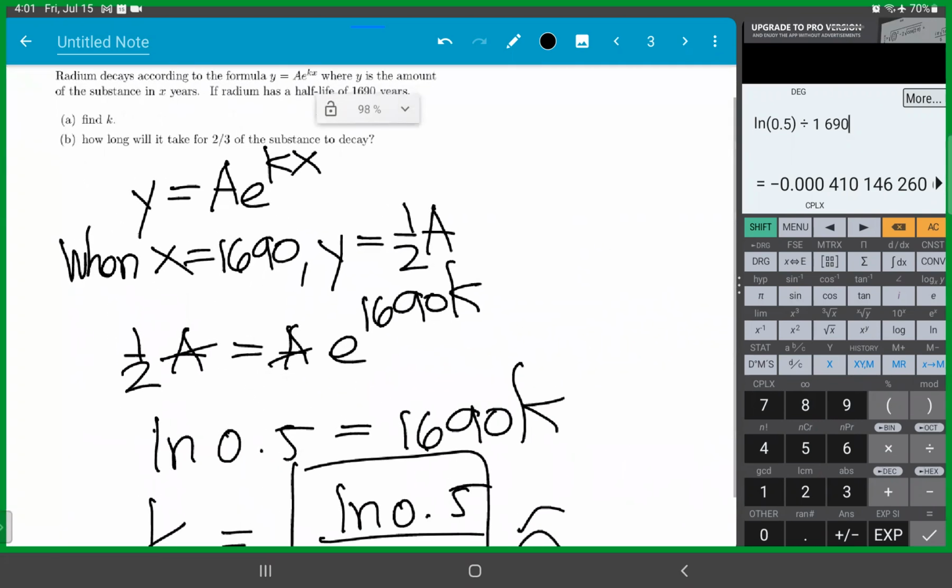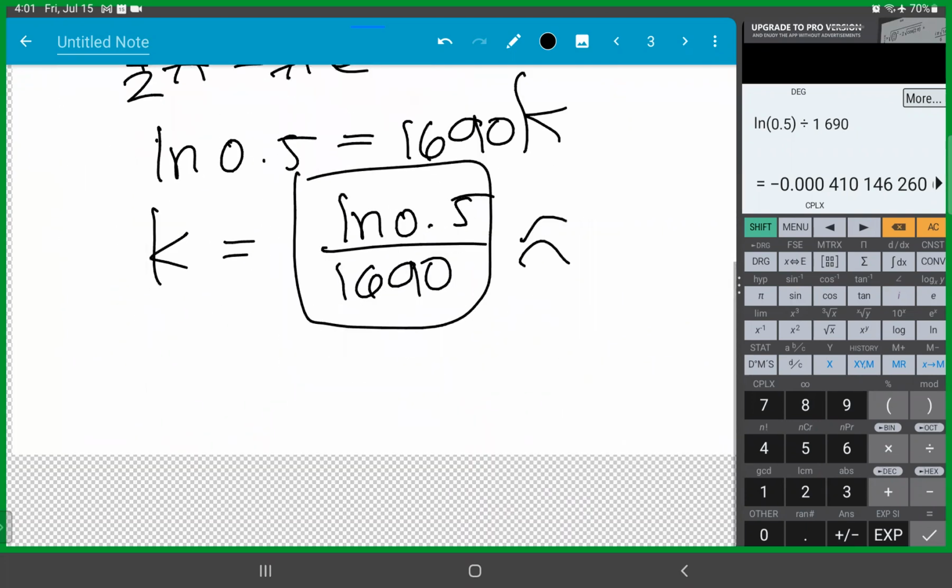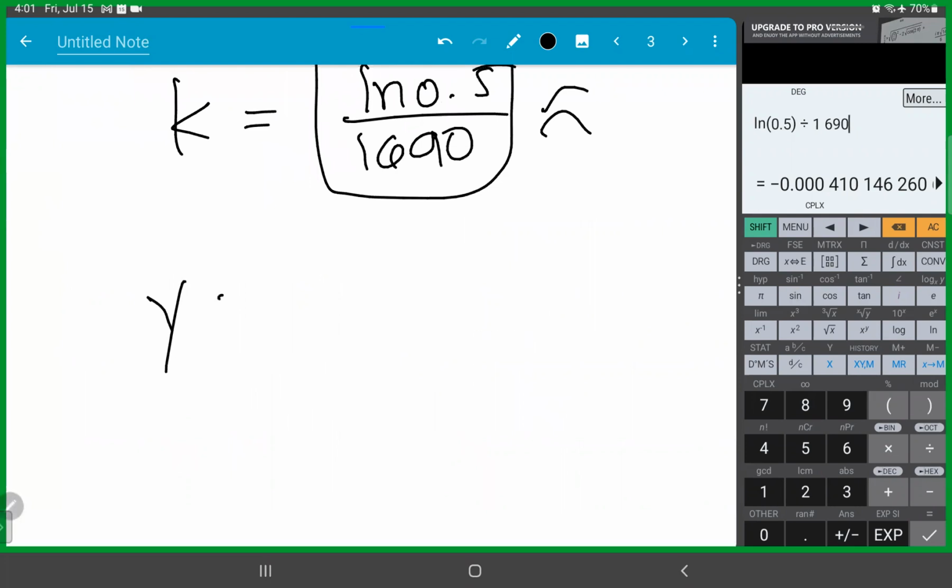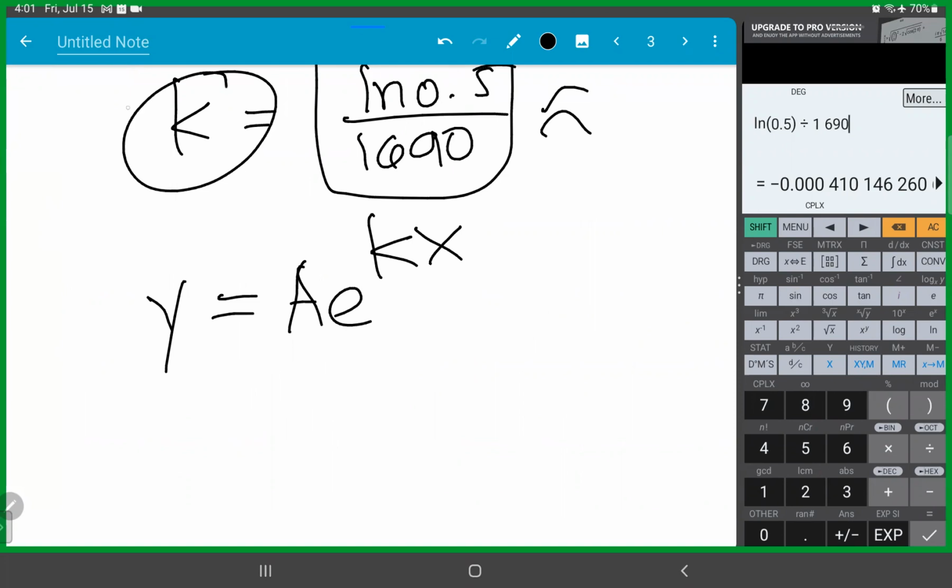So next question, how long will it take for 2/3 of the substance to decay? So how will we set up an equation? So y equals a e to the kx. K is already solved. Dito. 2/3 of the substance to decay. So how do we set up an equation to find the time? Time is x. So medyo tricky ito kasi 2/3.